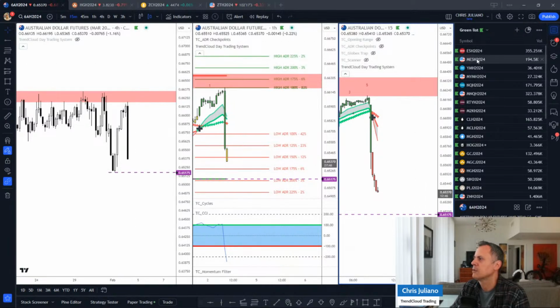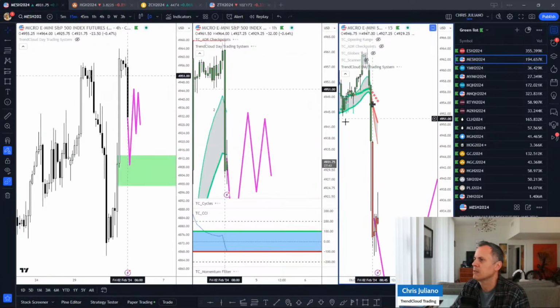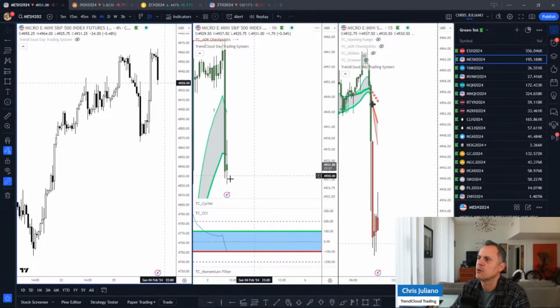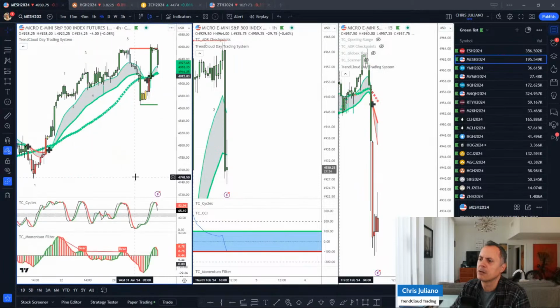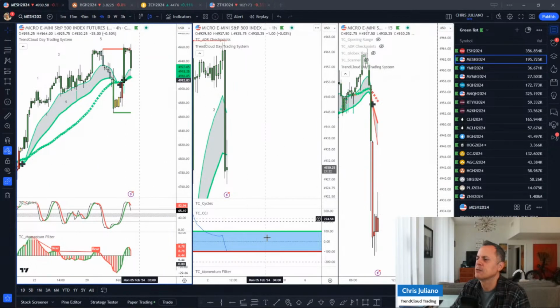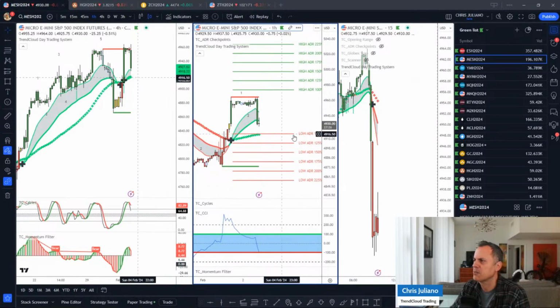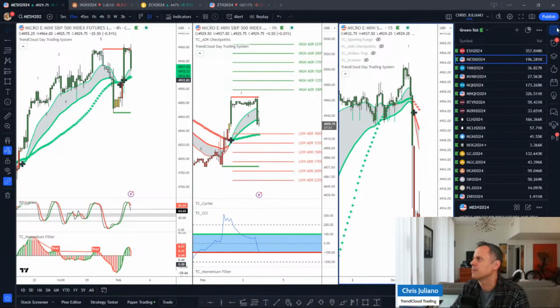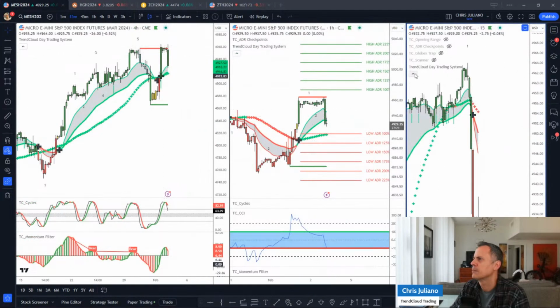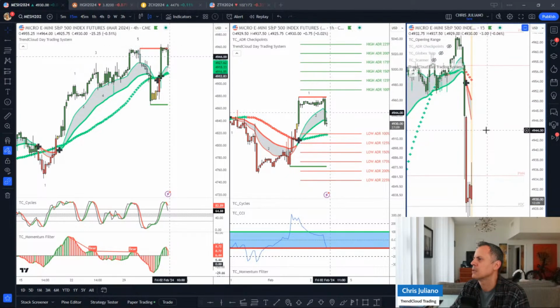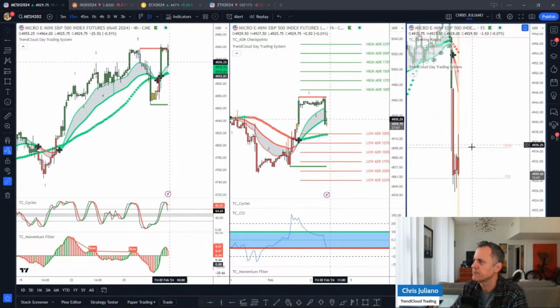Okay, so let's get back. Let's see, it's 9:30. There's the open. 4-hour chart, starting to cycle down. 1-hour chart heading for that ADR checkpoint. And we got the opening range here. Opening range is starting right here.